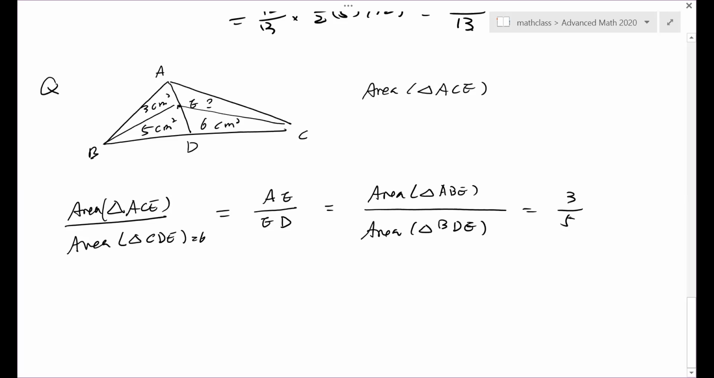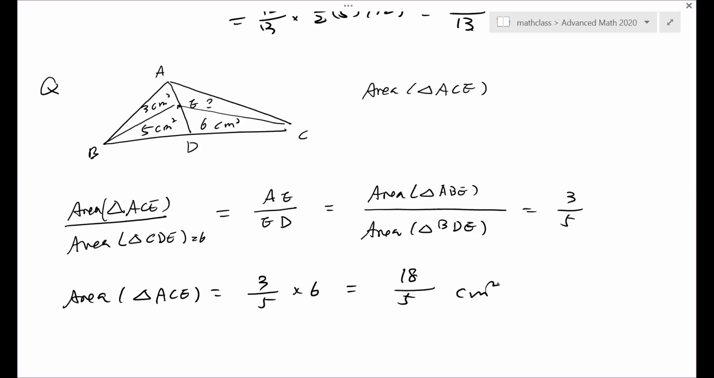So therefore, the area of triangle ACE is going to be 3 over 5 times 6, which is going to be 18 over 5 square centimeters. Okay, good job, Erica.